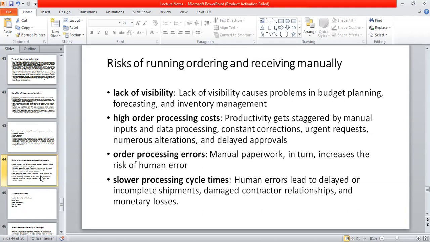Maybe instead of carrying the files manually to a supervisor or the manager for approval, the system will route the request to the appropriate manager for automated approval. This will be faster, unlike doing it manually.